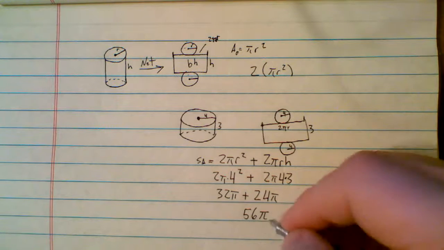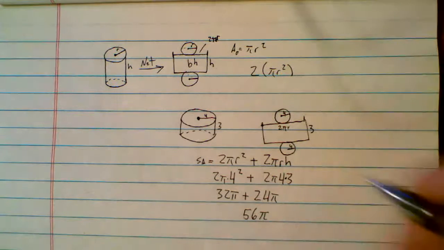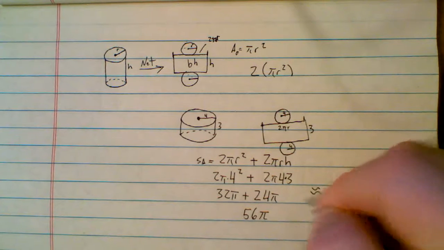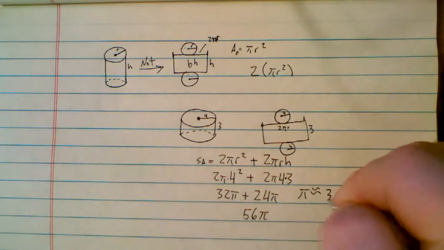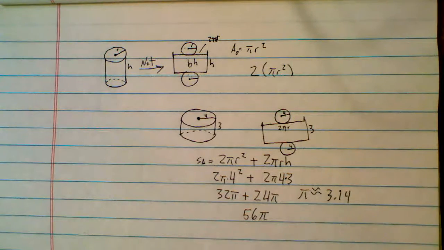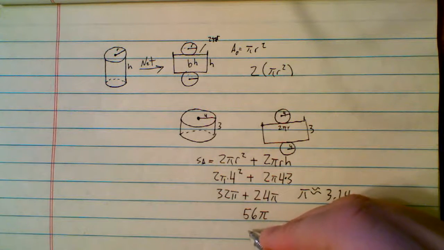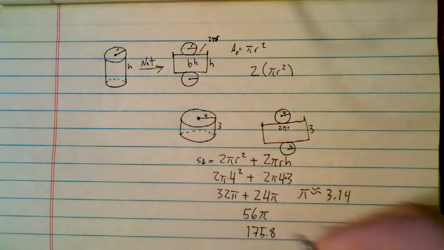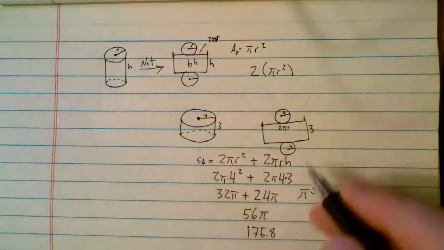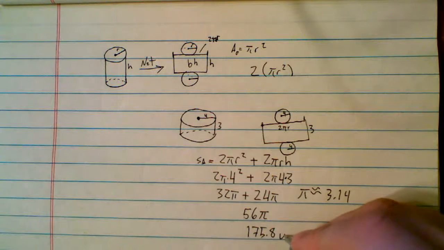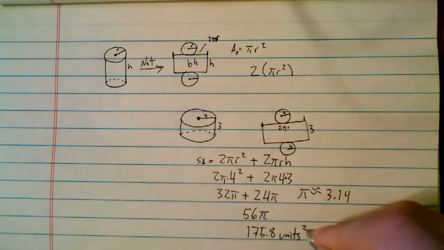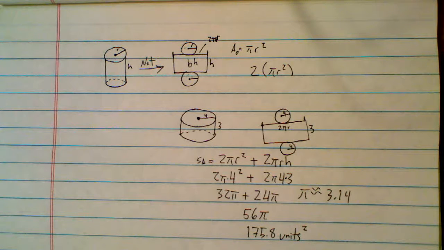And if you take 56 times 3.14, because we're going to use 3.14 to equal pi, you get a total of 175.8. And since we don't have any labels on here, we're just going to go units squared. So that's how you find the surface area of a cylinder.